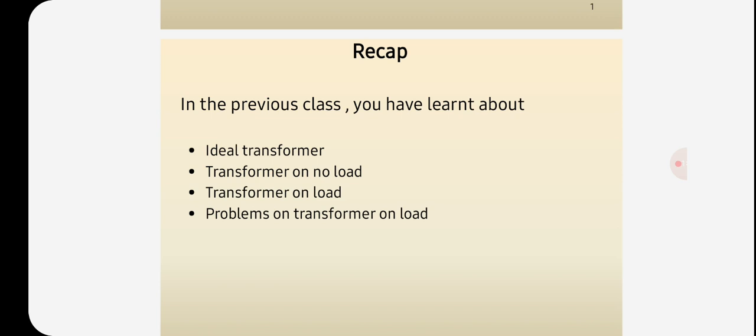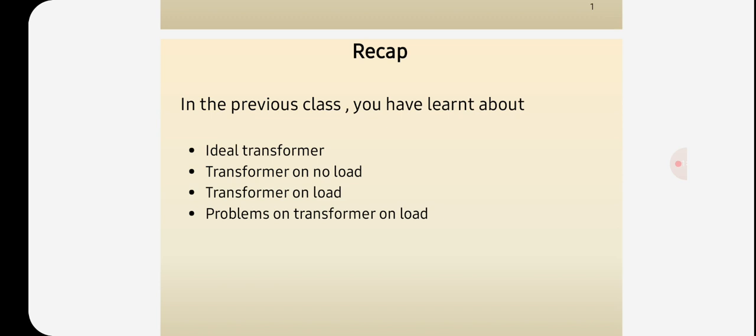An ideal transformer is one that has no winding resistance, no leakage flux, and no copper and no iron losses. In other words, an ideal transformer consists of two purely inductive coils wound on a loss-free core. In practice, it is impossible to get an ideal transformer, but practical transformers have properties that approach very close to an ideal transformer. So that is about ideal transformer and transformer on no load.